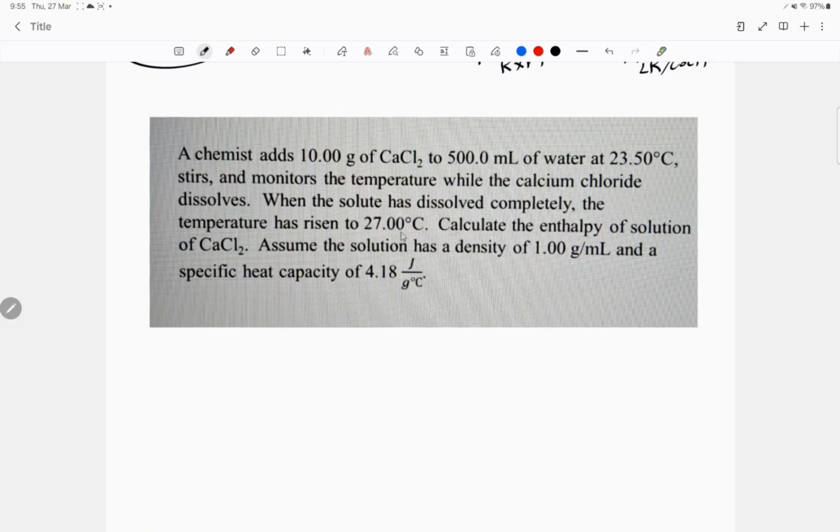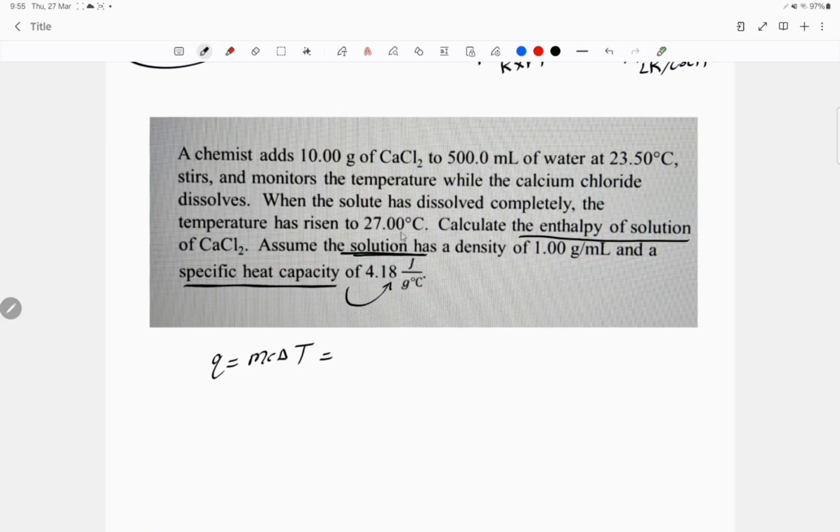So let's look at this question. They're asking for the enthalpy of solution. The first thing you want to do is find the Q. Q is equal to mc delta T. Now, the question is, what mass do you use? Because here it says that the solution has a specific heat capacity of 4.18.